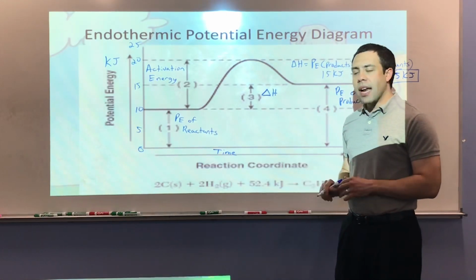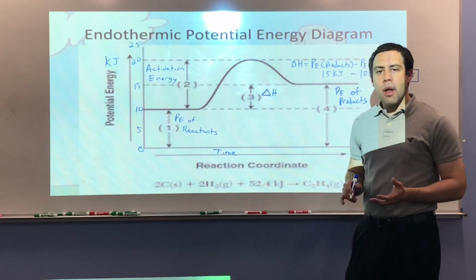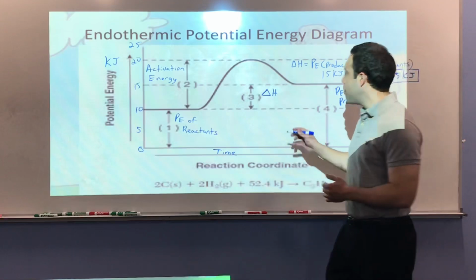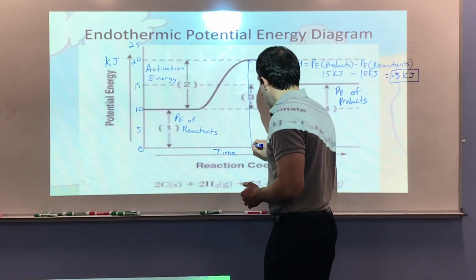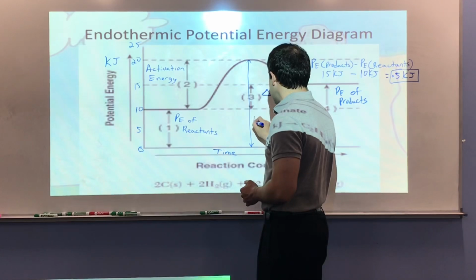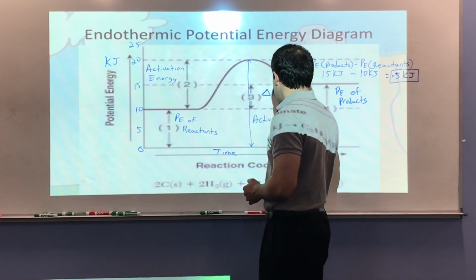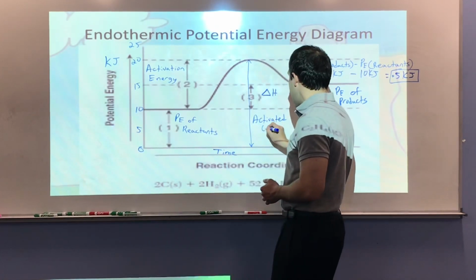And finally, also not drawn in here, number 5 is our activated complex. Once again, that goes from the tippy top of the peak all the way to the x-axis, and that is our activated complex.